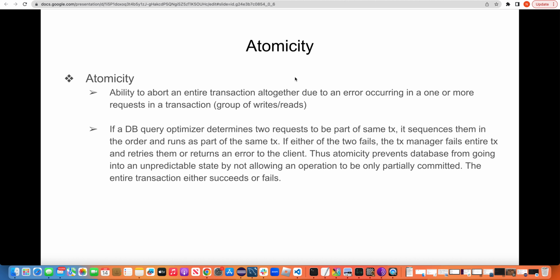what the DB query optimizer does is it groups them together. It first of all checks whether a particular query is dependent on another query, and then it groups them together and runs them through the transaction manager. What the transaction manager does is it makes sure that either all the queries fail or all the queries succeed. In this way, atomicity prevents the database from going into an unpredictable state by not allowing an operation to be only partially committed. Either the entire transaction succeeds or the entire transaction fails.